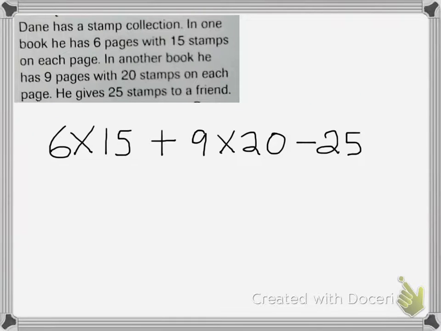Here is the expression that matches this problem. 6 times 15 plus 9 times 20 minus 25. And I asked you to simplify this expression. In other words, tell me how many stamps he has left by completing all of the work through order of operations.